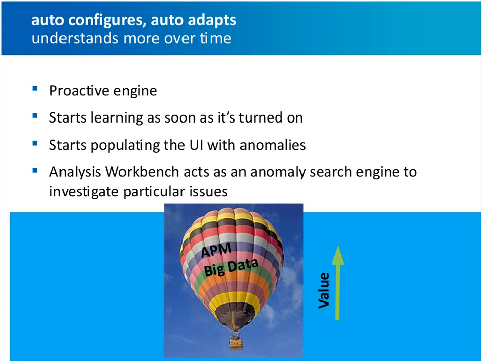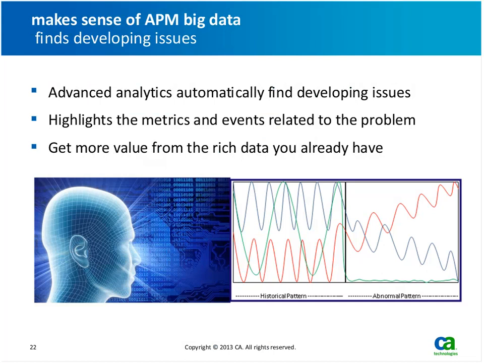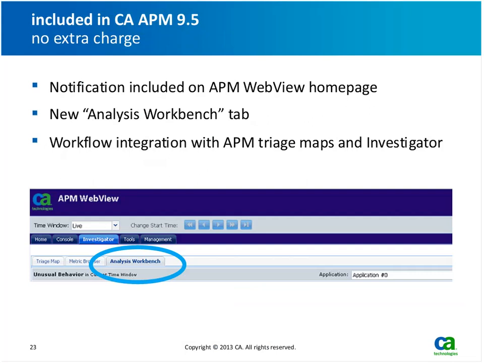And the last point is this, you'll see in the demo in a minute, the analysis workbench is a new tab within the investigator, and you can use it as an anomaly search engine. So you can just go right there and say, in this time frame, what were the anomalies that related to this particular business transaction? And then you can begin to go deeper and find insight with regard to what the root cause may be or what the impact is in your environment. Okay. I think we've covered this already. There's the analysis workbench, as you'll see in just a minute. We also have notifications on the home page. We'll take a look at that.